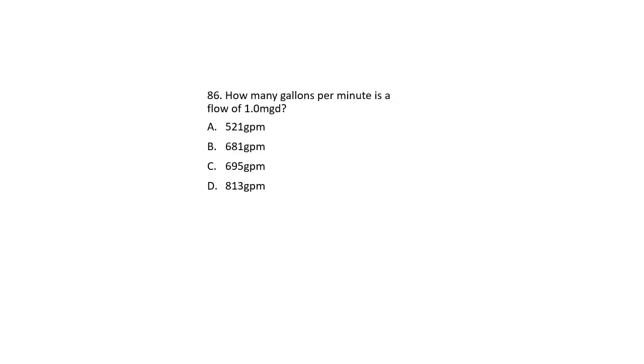How many gallons per minute is a flow of 1 million gallons a day? 521 gallons per minute, 681 gallons per minute, 195 gallons per minute, 813 gallons per minute. The answer is 695 gallons per minute. A million gallons divided by 24 hours in a day divided by 60 minutes in an hour.